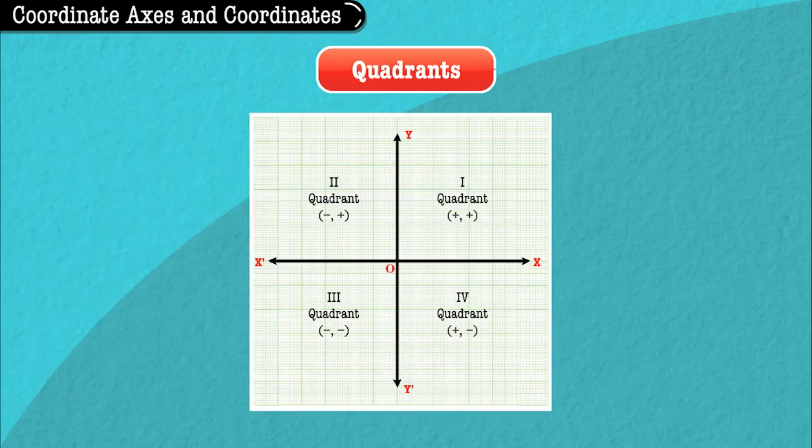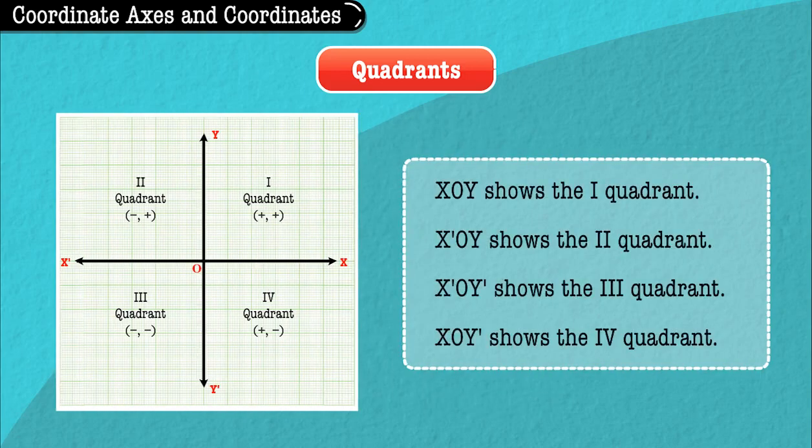Quadrants. The displayed graph is divided into 4 parts, and each part is called a quadrant. XOY shows the first quadrant. X'OY shows the second quadrant. X'OY' shows the third quadrant. And XOY' shows the fourth quadrant.